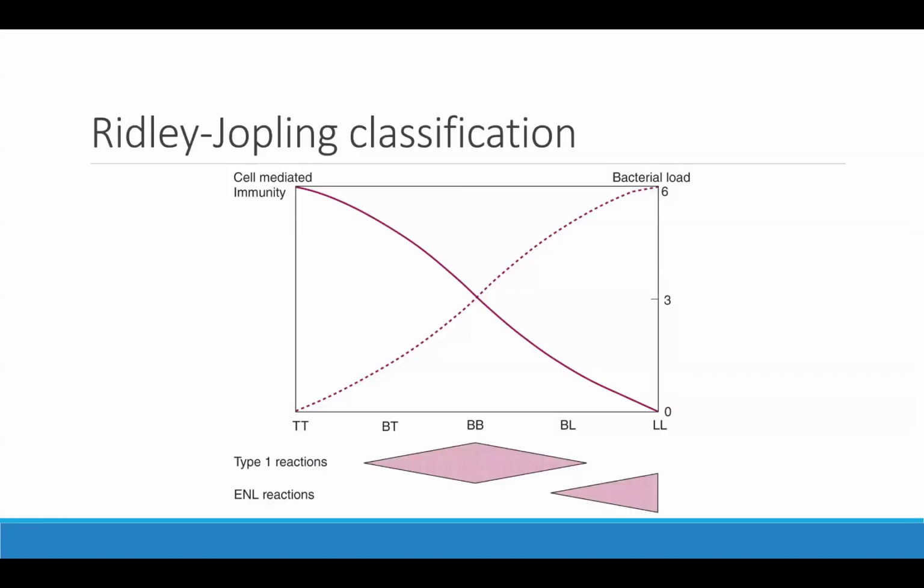This is a picture to illustrate the cell-mediated immunity and the bacterial load across the different spectrum. You can see here in TT, the bacterial load is low and the cell-mediated immunity is high. As you move across the spectrum, from TT to BT to BB to BL to finally LL, the cell-mediated immunity decreases while the bacterial load increases.